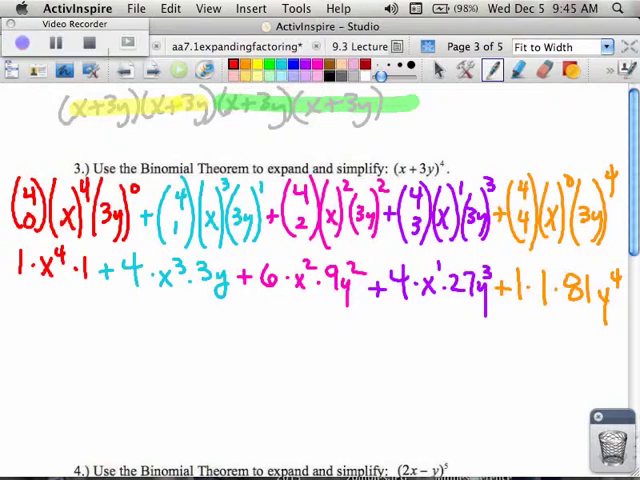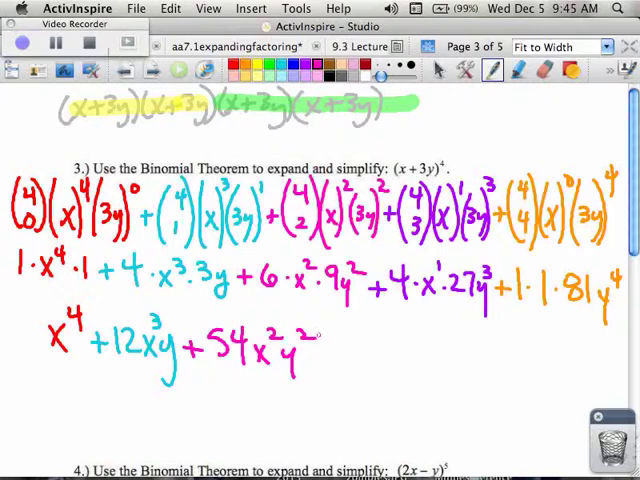As I write my final answer, I'm going to simplify as much as possible. So in the red, I would have 1x to the 4th, or I prefer just to write down x to the 4th. In the light blue, I have 4 times 3, which is 12, and then I have x cubed, y to the 1st, and I write it as just y. In the pink, I have 6 times 9, which is 54, x squared, y squared. In the purple, I have 4 times 27, which is 108.